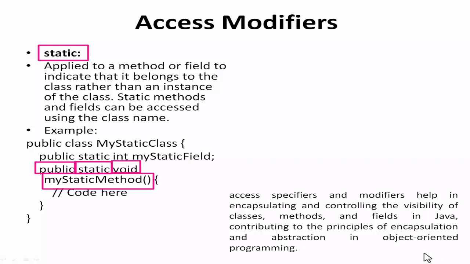Access specifiers and access modifiers help in encapsulating and controlling the visibility of the classes, methods and fields in Java, contributing to the principles of encapsulation and abstraction in object-oriented programming.